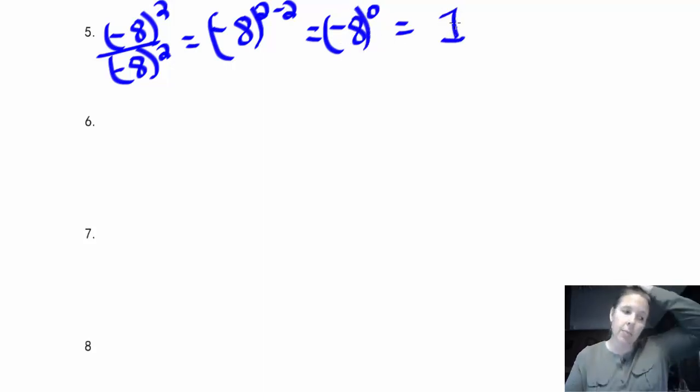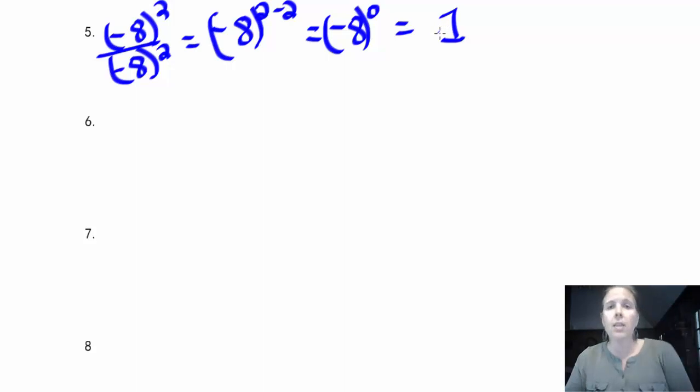So this is another place where those parentheses come in handy. You have to know that that negative 8 is in parentheses, because if that negative isn't in parentheses, then it'd actually be negative 1.